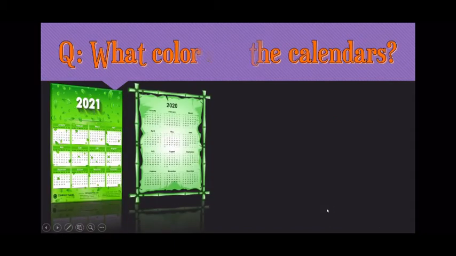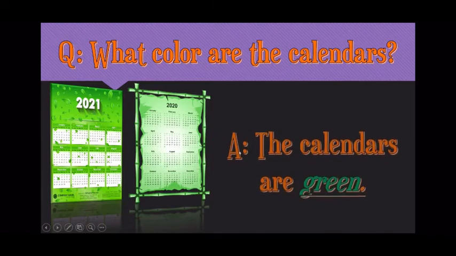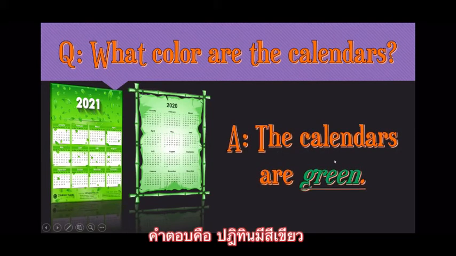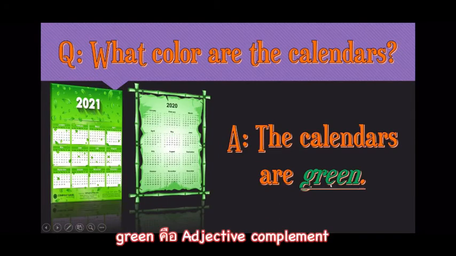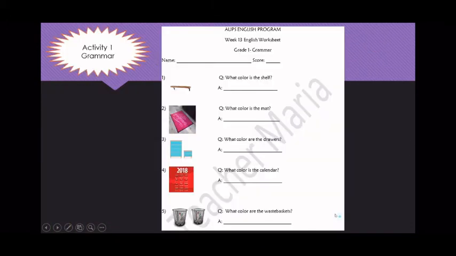How about this? What color are the calendars? How many calendars? We have 2. So we use are, and then the subject should have S here, calendars. So the answer should be the calendars are green. So green is the adjective complement. The subjects are in plural form, the same as true with the verb.